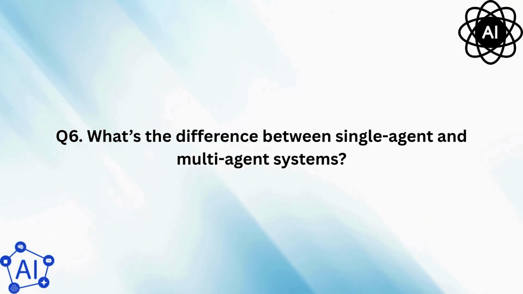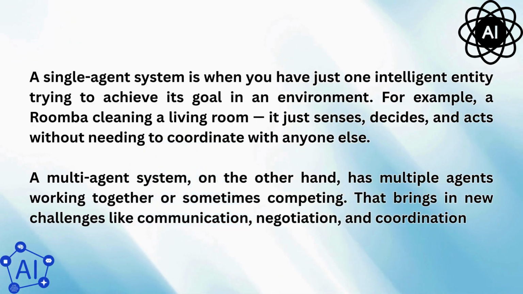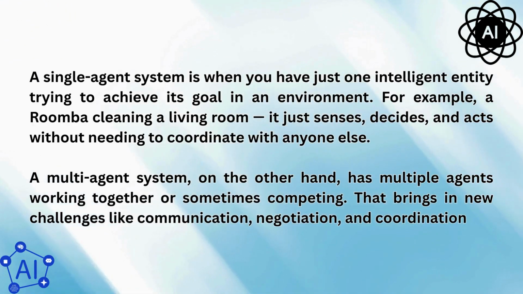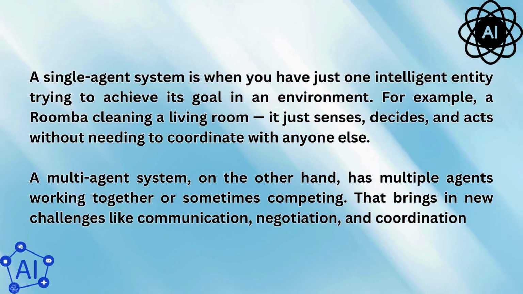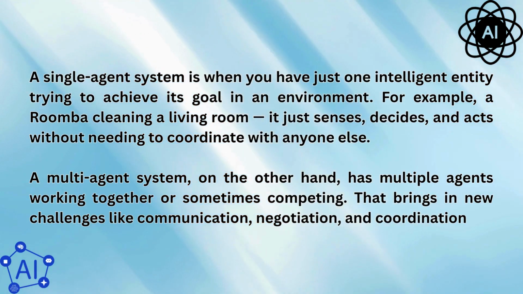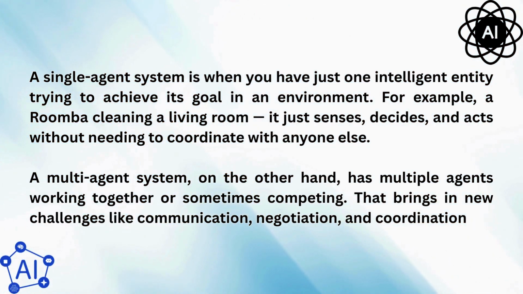What's the difference between single agent and multi-agent systems? A single agent system is when you have just one intelligent entity trying to achieve its goal in an environment. For example, a Roomba cleaning a living room. It just senses, decides, and acts without needing to coordinate with anyone else.